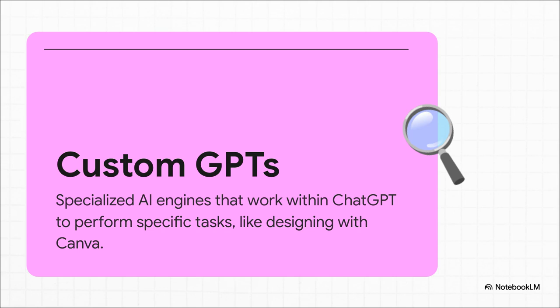For example, you can use the Canva GPT. You just ask it to design a YouTube thumbnail, and it'll spit out a bunch of designs you can then open and edit directly in Canva. It's a super seamless workflow.